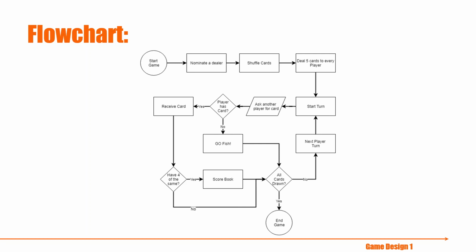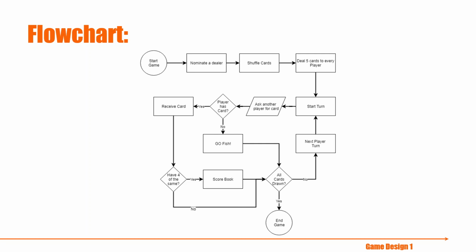So from there, we go down and we see that, do you have 4 of the same type of card? Let's say we don't. So no. Have all the cards been drawn? And we'll say no, they haven't been. It's only the first turn. So now it goes to the next player's turn. So now the next player starts their turn. Notice we just made the game loop. We're starting all over again. So now the next player is going.